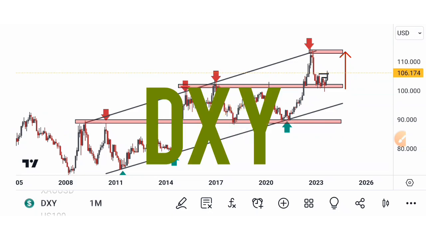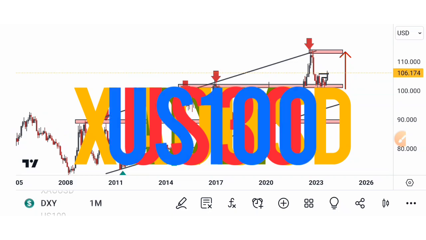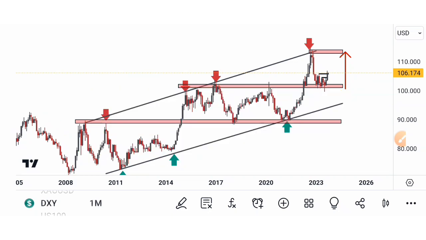Today I'll be analyzing the dollar index, gold, US30 and US100, and I'll start with the dollar index since it's the first on the watch list.